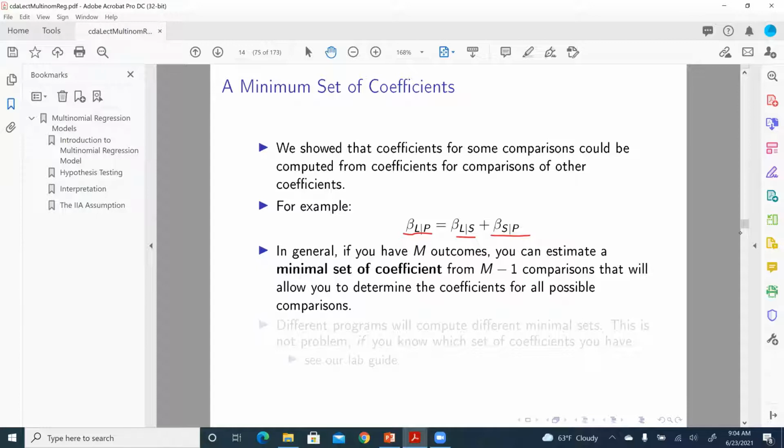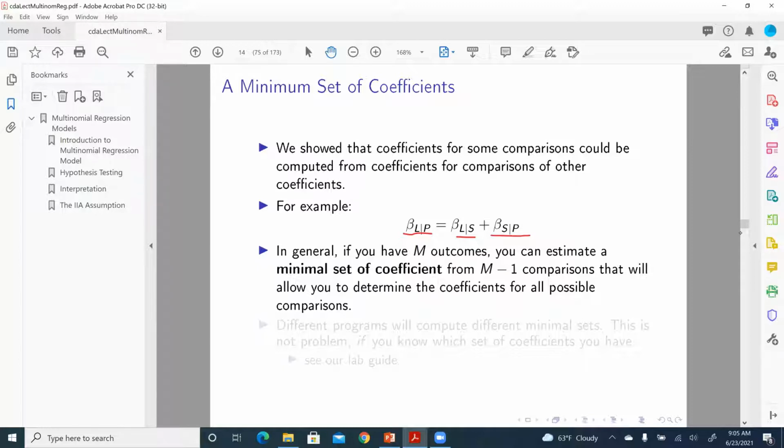And here I'm talking about the same covariate, okay? So this equality does not hold for coefficients across different covariates. Here I'm talking about coefficients corresponding to the same covariates. We can do that manipulation.